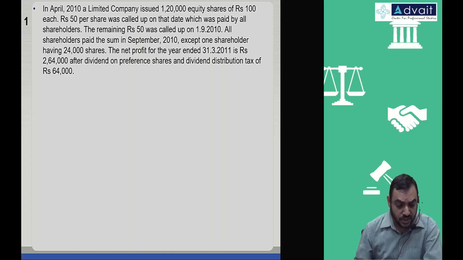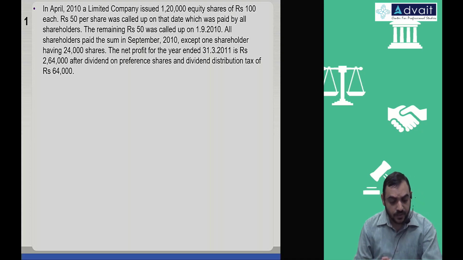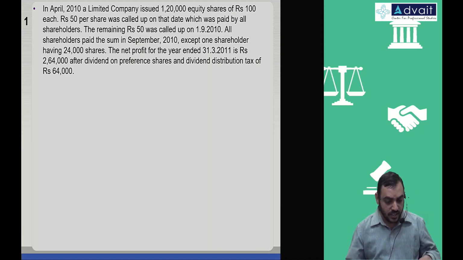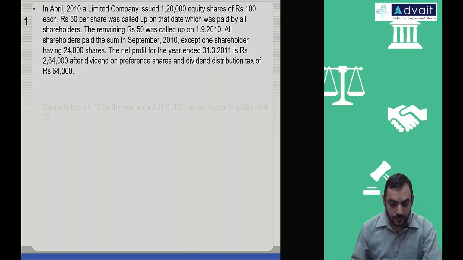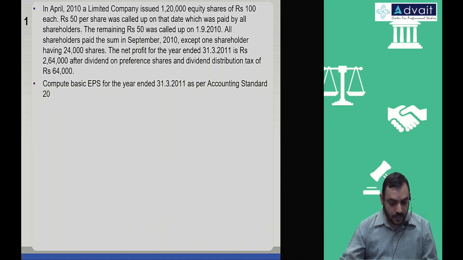Shares of 100 each, 50 per share was called up on that date, which was paid by all shareholders. The remaining 50 was called up on 1st of September. All the shareholders paid the sum in September except one shareholder having 24,000 shares. Net profit for the year ended 31st March 2011 is rupees 2,64,000 after dividend on preference shares and dividend distribution tax of 64,000. Compute basic EPS as per Accounting Standard 20, you make it as 33. The same method will apply.